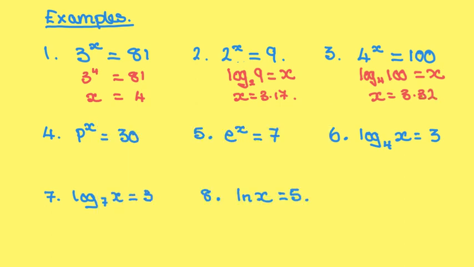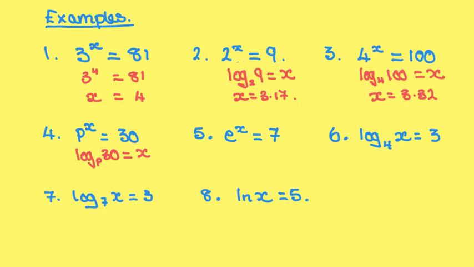So question 4, p to the power of x equals 30. It doesn't actually want us to give a numerical answer, it just wants us to write it as a log. So we would write log p of 30 equals x.